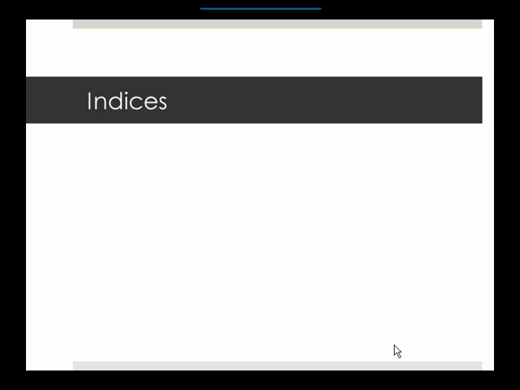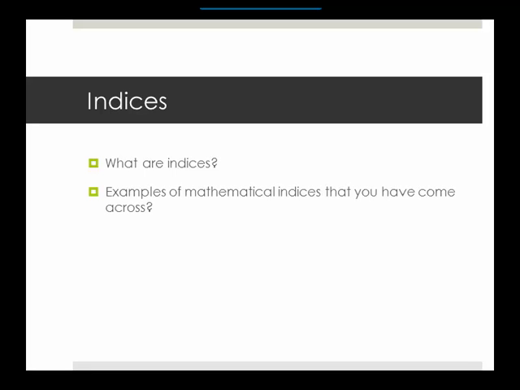So let's look at the next mathematical function, indices. What are indices? Indices are simply shorthand notations for a variety of functions. These include the power to the power of and square rooting, for example. Some examples of mathematical indices that you have come across: 10 to the power of 3, which translates into 10 multiplied by 10 multiplied by 10. Or y to the power of 4, which translates into y multiplied by y multiplied by y multiplied by y.